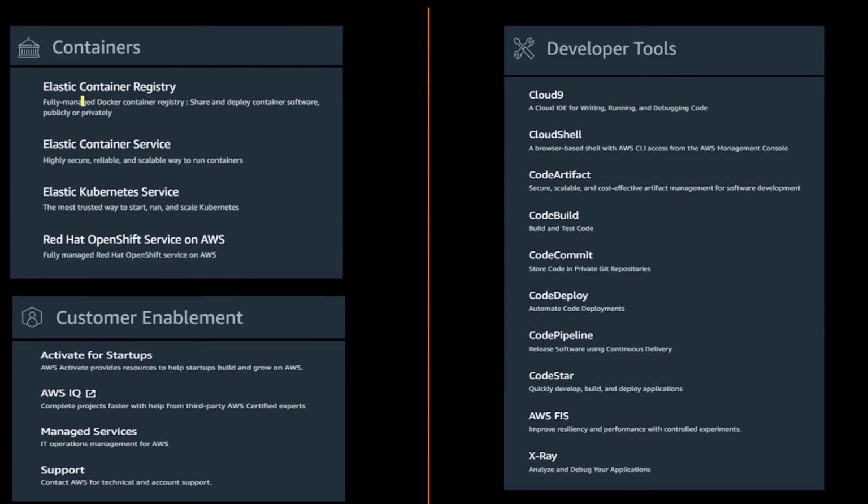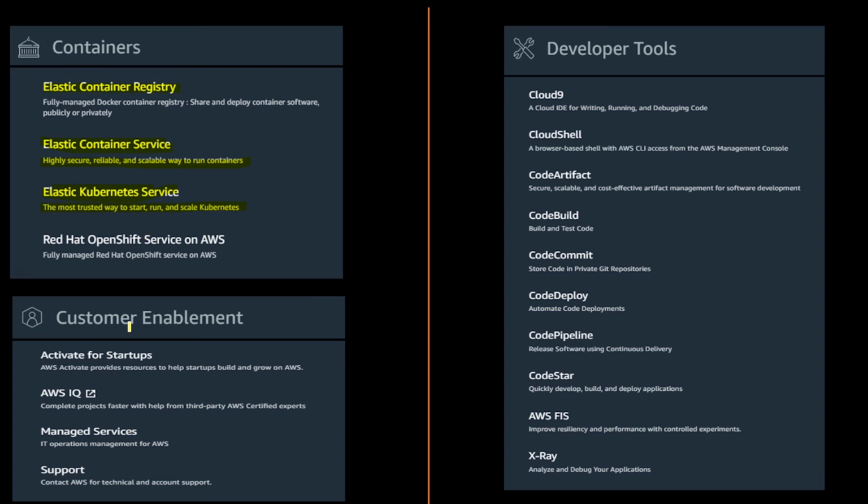Next category is containers. This is another important one which I would like to highlight: Elastic Container Registry and ECS, Elastic Container Service. Elastic Container Registry, or ECR in short, is a fully managed Docker container registry, to share and deploy container software publicly or privately. Then ECS, that's Elastic Container Service, a highly secure, reliable and scalable way to run containers. Then you have EKS, that is Elastic Kubernetes Service, the most trusted way to start, run and scale Kubernetes. Then we have Red Hat OpenShift Service on AWS.